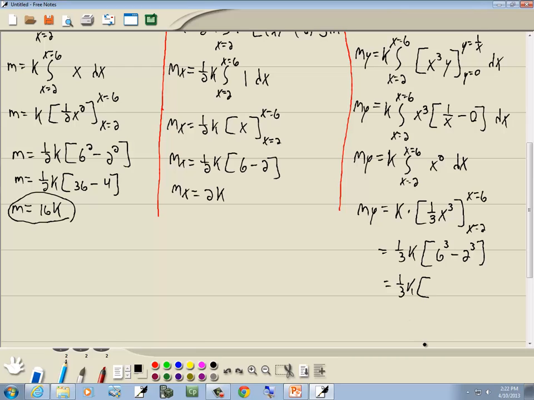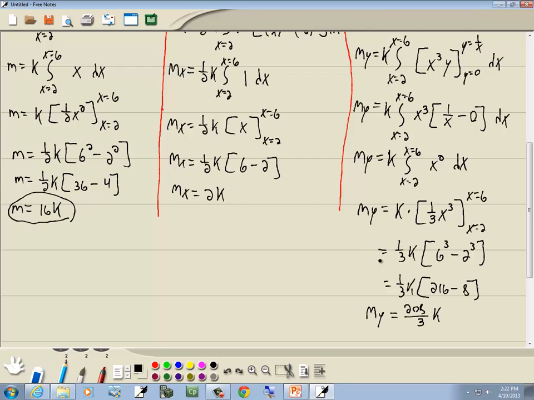Where's my calculator? Ooh, there it is. 6 to the third. 36 times 6. 6 to the third is 216. So that's 216 minus 2 to the third, which is 8. So that gives us 208 over 3k.